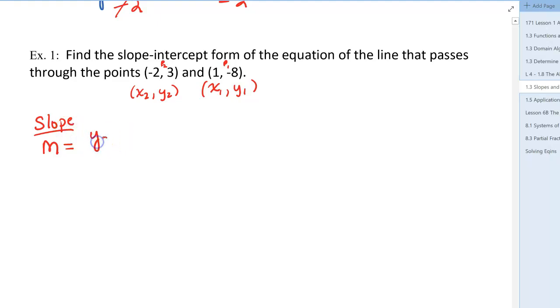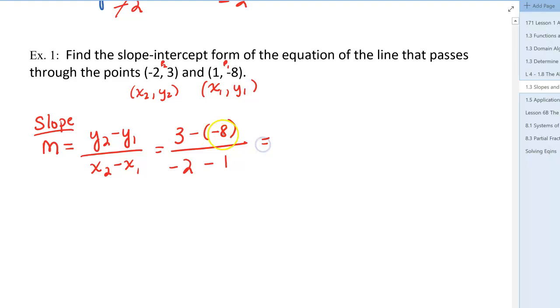and that's the difference of the y's over the difference of the x's. So that's going to be 3 minus negative 8. Again, be careful with those signs. And then on the bottom, I have negative 2 minus 1. 3 minus negative 8 was the same as 3 plus 8, or 11, over negative 3. And remember, we don't keep the negative in the bottom, so I'll write that as negative 11 over 3.